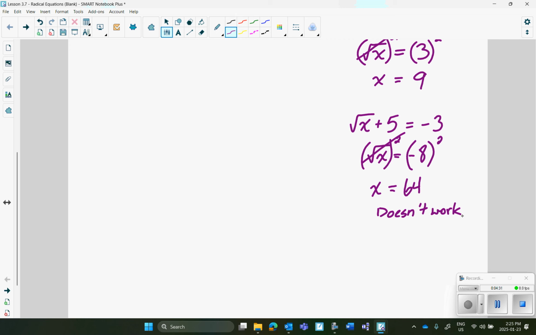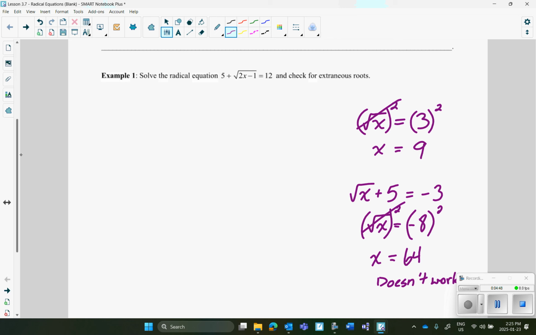We never really had to do that with any other type. We didn't have to do that with quadratic equations. We didn't have to do that with linear equations that we did in grade 9 because there was no such thing as an extraneous root. But there is with radicals. So now that you have an idea, tell me what you do with this one. What would you do first? Yeah, we always want to get the square root by itself, right? So we're going to subtract 5 from both sides. And what does that leave me? Square root of 2x minus 1 equals 7.